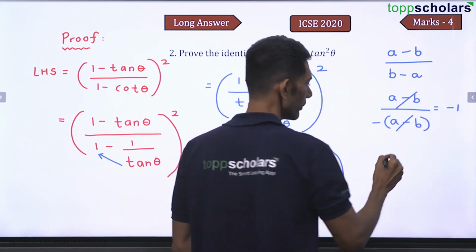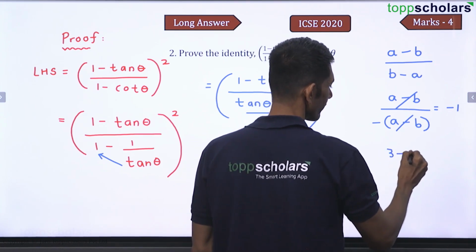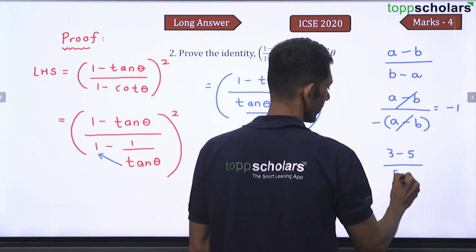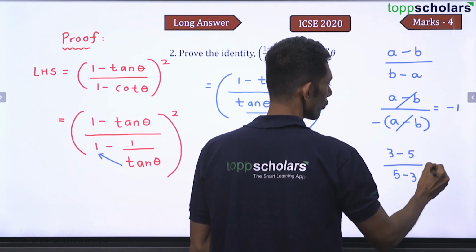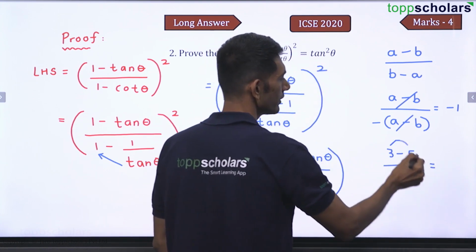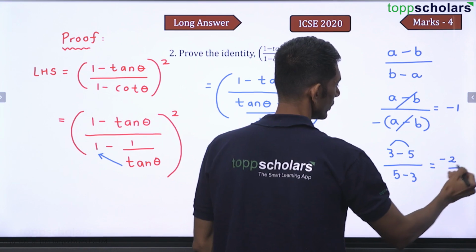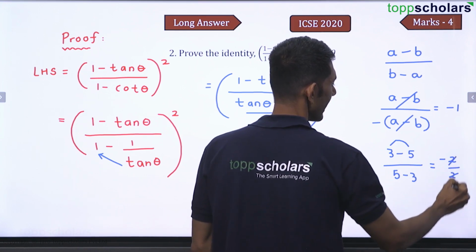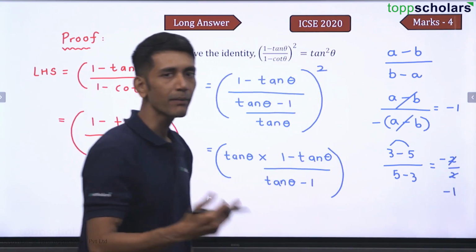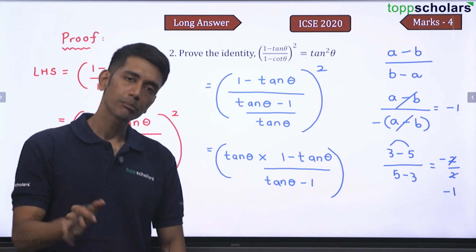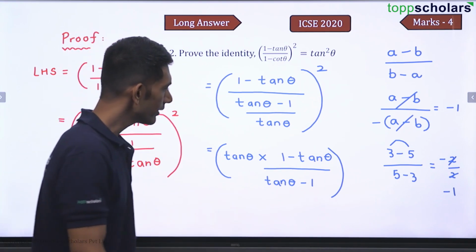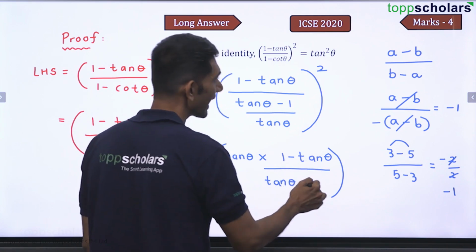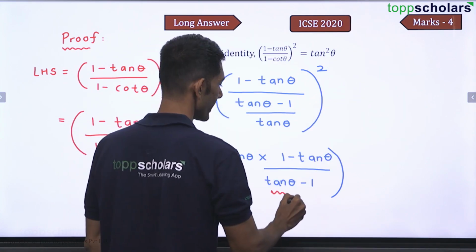I'll give you one more example. If I ask you what is 3 minus 5 by 5 minus 3, this is also going to be minus 1. See, 3 minus 5 is minus 2. 5 minus 3 is 2. The answer is minus 1. What is 10 minus 20 by 20 minus 10? Minus 1. So here, since we have 1 minus tan and tan minus 1, taking this as 1 minus tan.